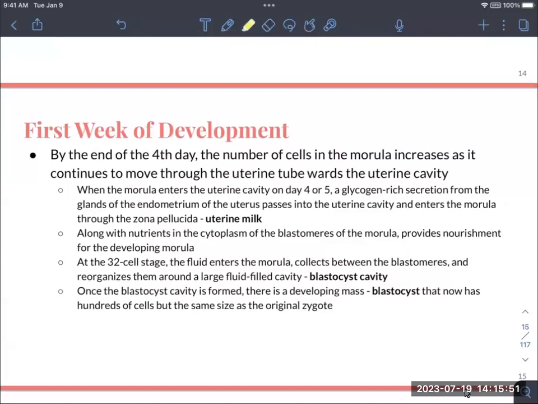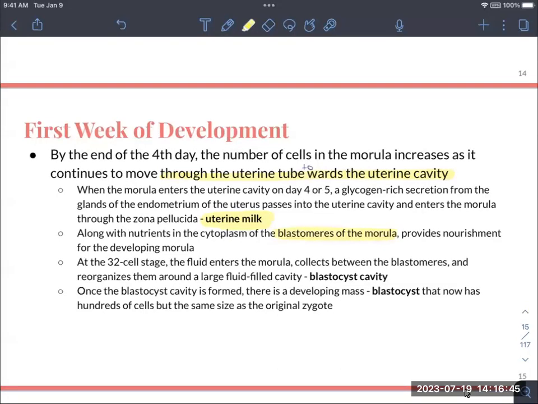So by that 4th day, the number of cells in the morula are continuing to increase, continuing to divide. We are still moving through the uterine tubes towards the uterine cavity. So this morula, once it enters the uterine cavity, it's about the 4th or 5th day, glycogen starts to be released from this endometrium, which is helping to provide what is known as the uterine milk. It's providing nutrients for the blastomeres of the morula.